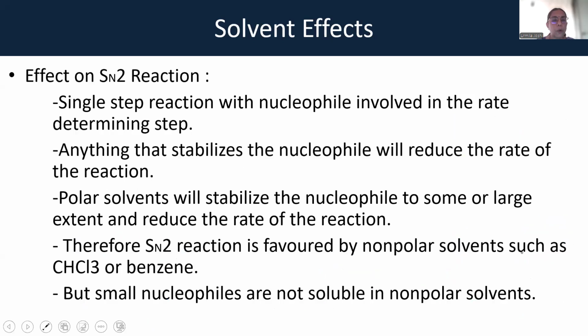So, polar aprotic solvent favors the SN2 reaction. But non-polar solvents also favor SN2 reaction because they do not stabilize either cation or anion. Okay, they are non-polar, do not exist in form of dipole. But there is a problem. Small nucleophiles like hydroxide ion or cyanide ion are not soluble in non-polar solvents. Alkyl halides are soluble in non-polar solvents. So, how to proceed ahead?